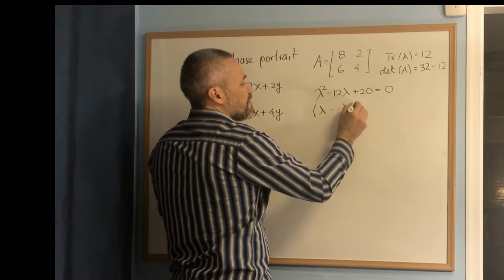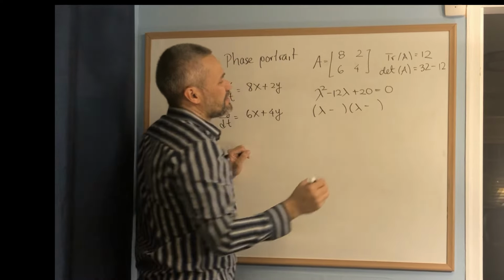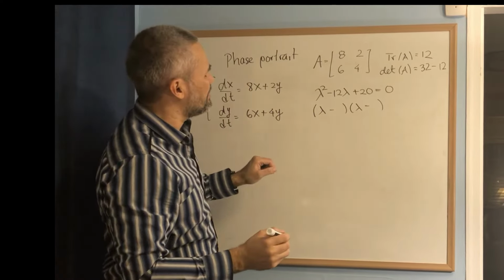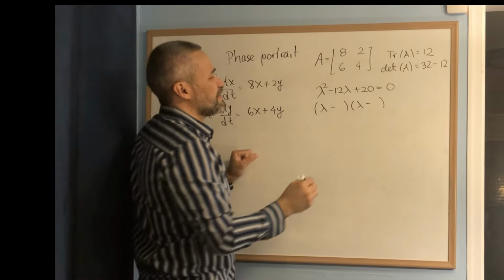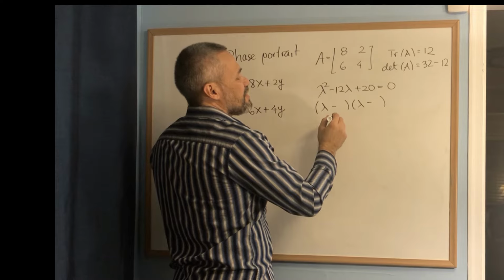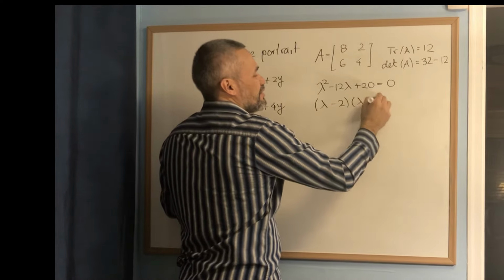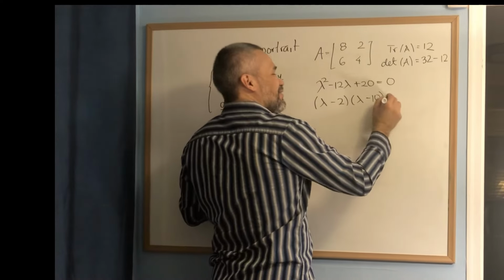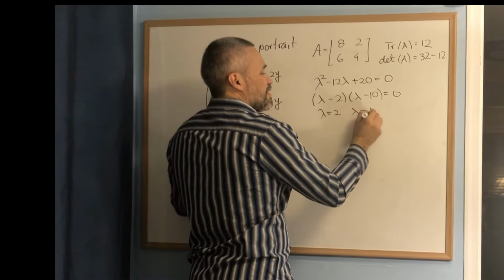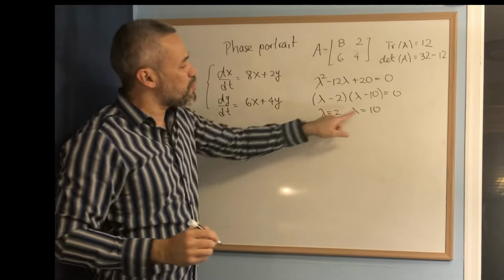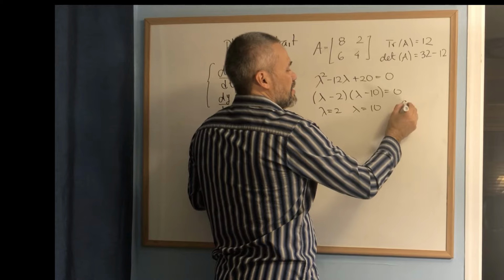Lambda minus something, and what is that? Factoring: 4 times 5, 6, 2 times 10, right? Lambda minus 2 times lambda minus 10 equals 0. That means that lambda equals 2 and lambda equals 10. We have two positive eigenvalues. That means that we have a source.